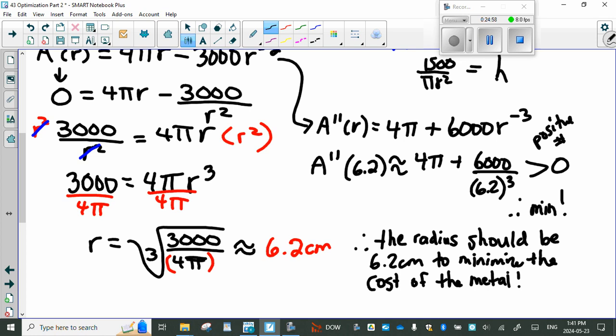Also, do we lose marks for how we word our concluding statements? No, as long as you answer the question, you don't have to use the same words as me. Just make sure you answer the question asked. Like if it says, what is the minimum area, then you have to plug 6.2 into the area.